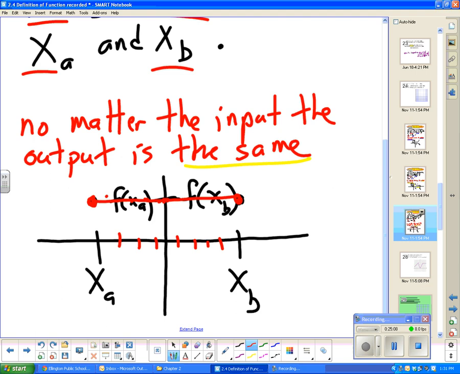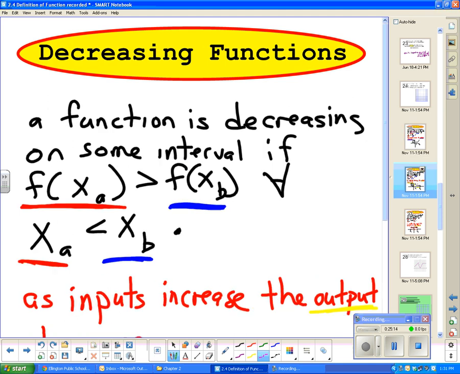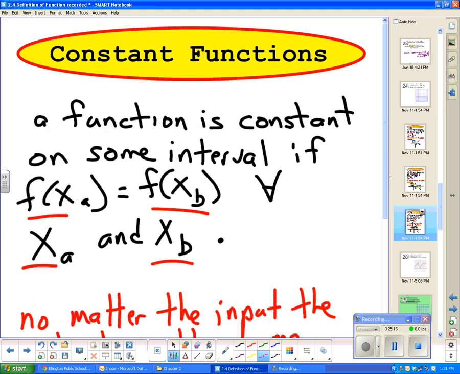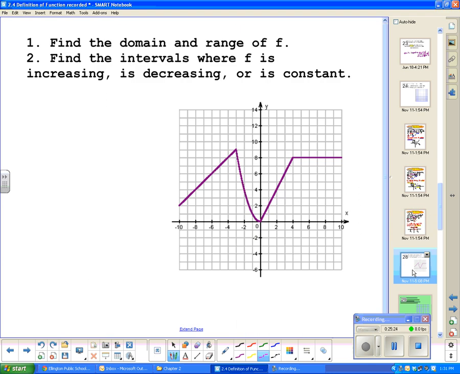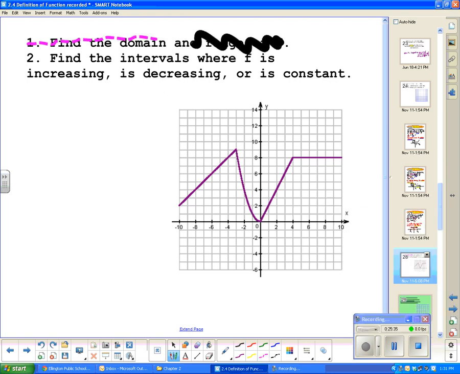Note in all three cases, I said on some interval. Most functions are not either all increasing or all decreasing. They're some of a little bit of both. So I have an example here where we're just going to skip straight to number 2. You can do number 1 in class with your teacher.